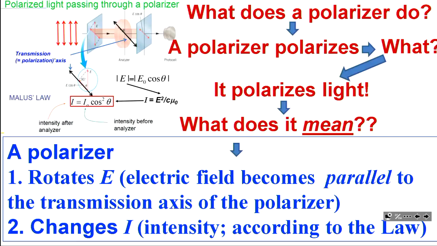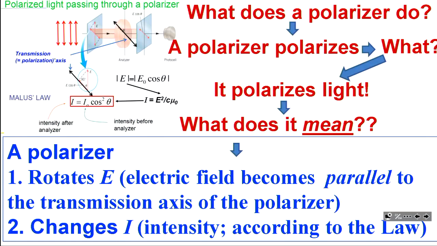So now we know everything. What does the polarizer do? Polarizes. That's what it does. What does it polarize? Light. What does it mean? Two things.